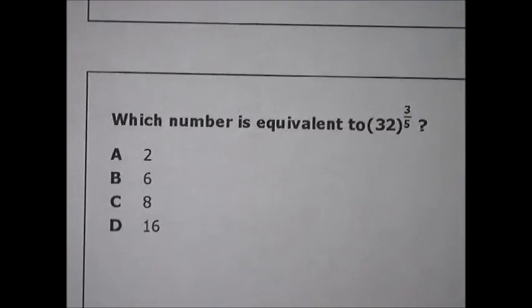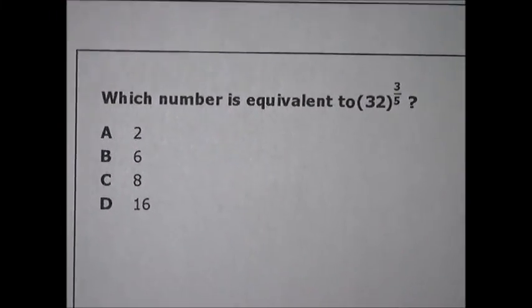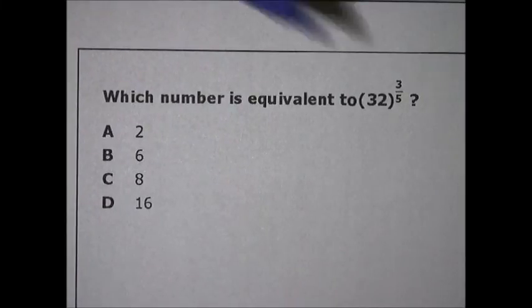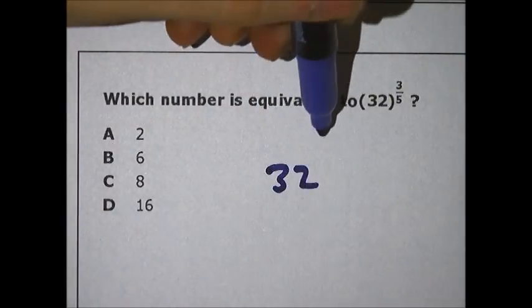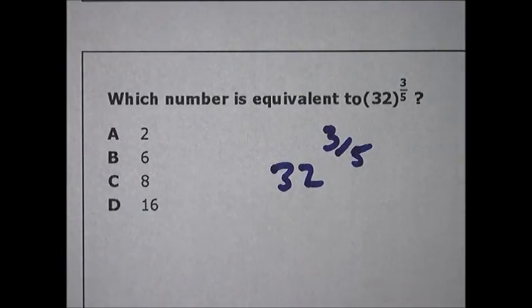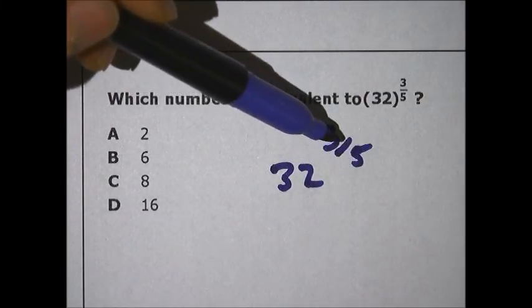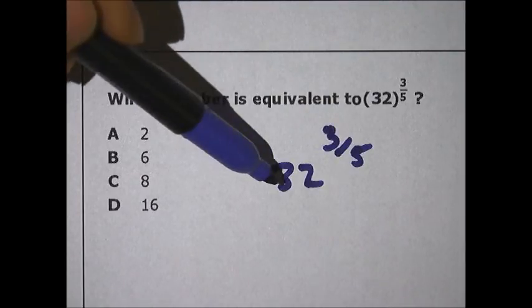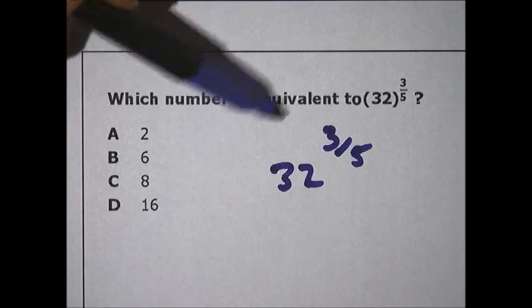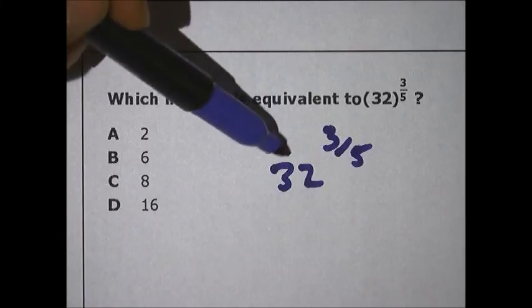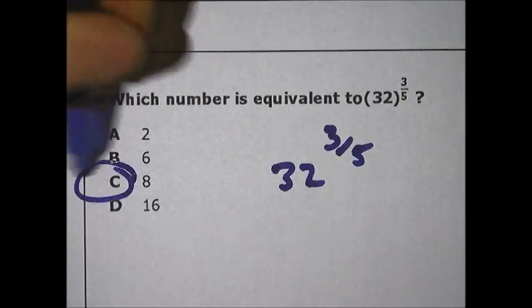Going to the next one. Which number is equivalent to 32 to the 3 over 5? 32 to the 3 over 5. This is power, and this is your root. You want to do the root first. The 5th root of 32 is 2, and you take that number now to the 3rd power, and 2 to the 3rd power is 8.